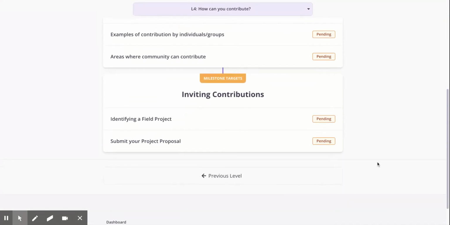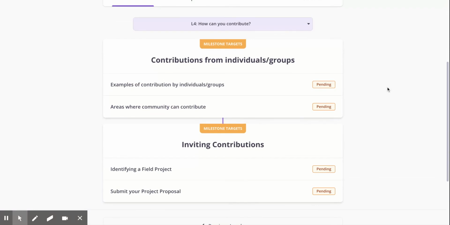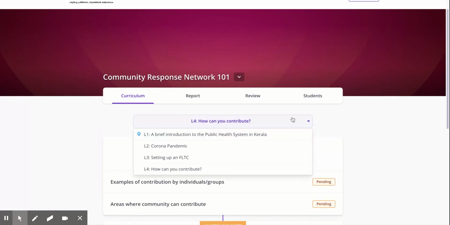Similarly, the fourth level also has two modules with two chapters each. The course is structured in such a way that it gives the readers a basic understanding of the system that already exists, the basic facts about the pandemic and the different challenges that it poses for us.